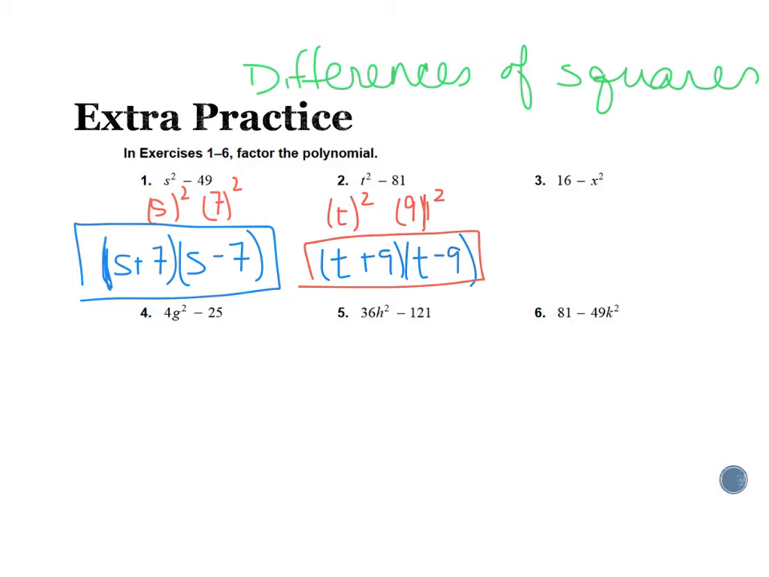Number 3, it kind of looks like it's backwards, right? You got your x squared as your second term. Do not switch them. Just leave it as it is. Okay, is the first term something squared? Yes, it's 4. Is the second term something squared? Yes, it's x. So it is a difference of squares. So this one's going to be 4 minus x and 4 plus x. And just leave it in that order. There's no need to switch terms around.